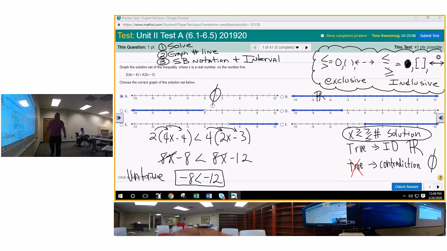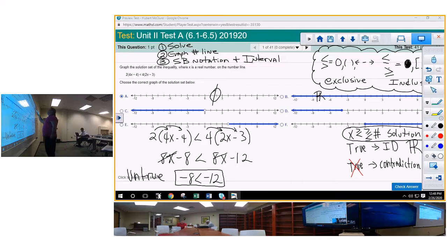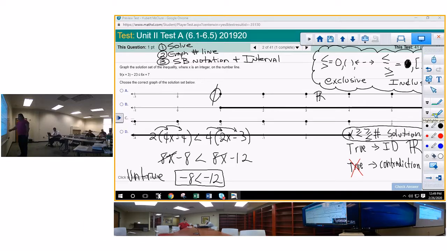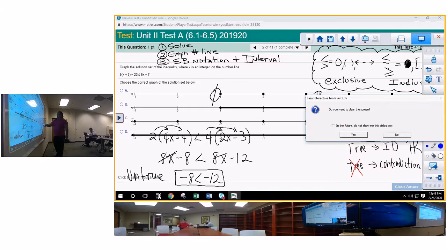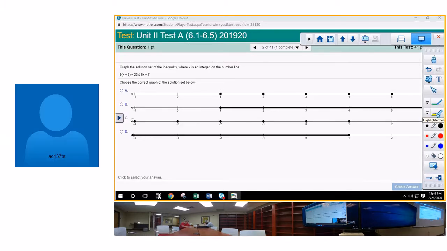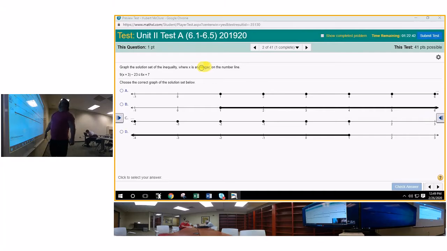All right, next question. All right, let's try this one. Now, let me highlight something here. I want you to write the directions down on this one, since we're killing two birds with one stone today. And that is this. What does the word integer mean?